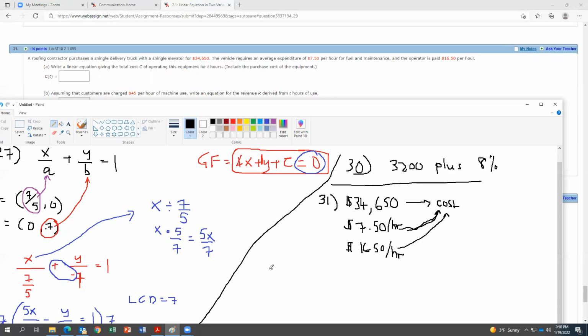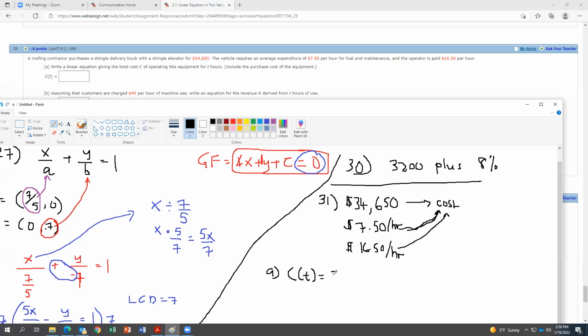So question A is asking us, write a linear equation where the total cost of operating this equipment in t hours, not x, but t. And look at this t, it's a lowercase. So do not use capital T. Make sure you use a lowercase t here. So this will be the cost. In order for us to find the cost, you just need to add them up.